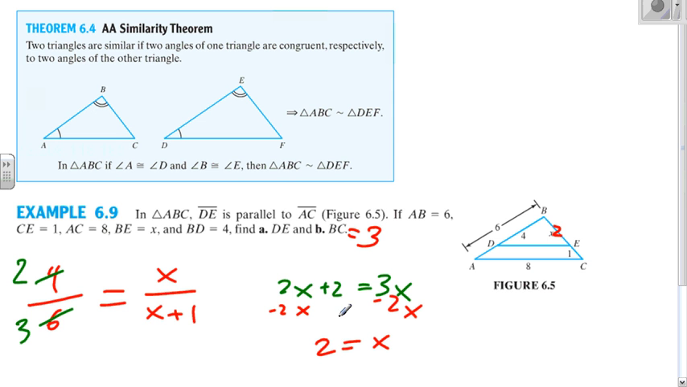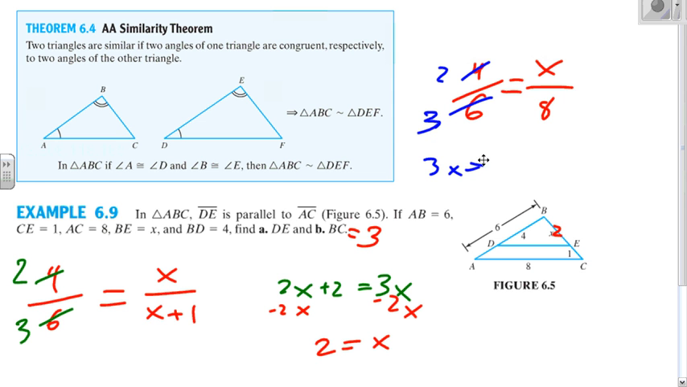Also, to find DE, we'll set up another ratio. We can do left side of the small over the left side of the big, 4 over 6, equals the bottom of the small over the bottom of the big. Bottom of the small is what we're looking for. Bottom of the big is 8. So again, you can reduce. So we have 3x equals 16. Divide by 3, we get 5 1/3. That's the length of DE, 5 1/3.